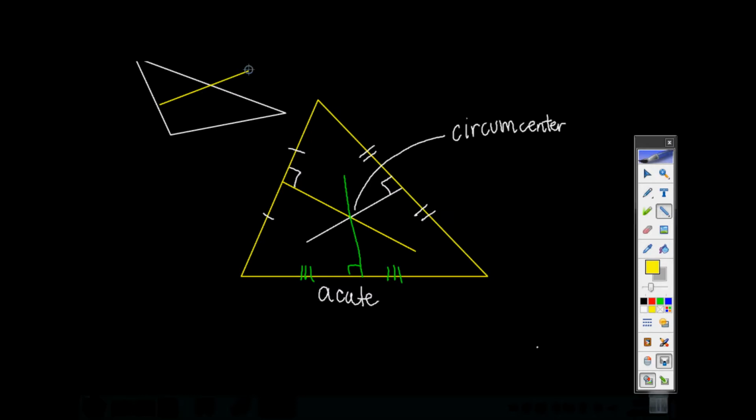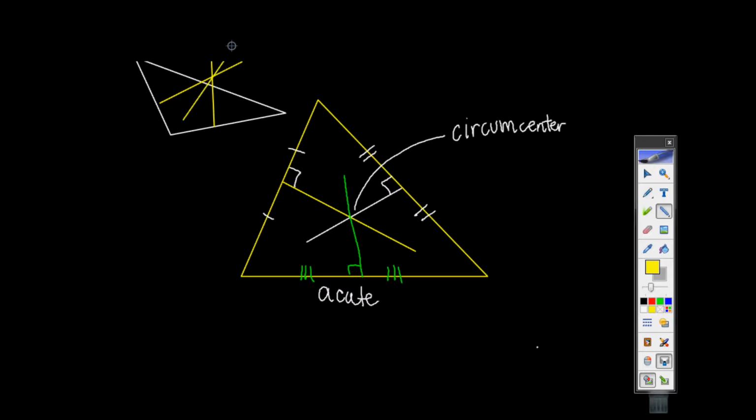perpendicular bisector, perpendicular bisector. I didn't draw that very well. If you have an obtuse triangle, your circumcenter ends up being outside the triangle.